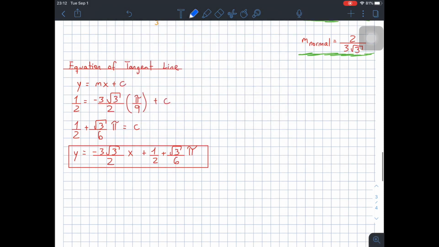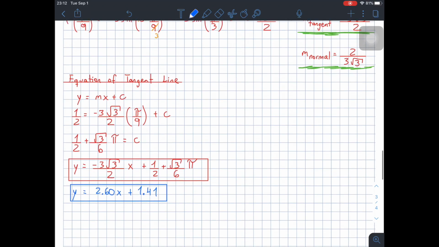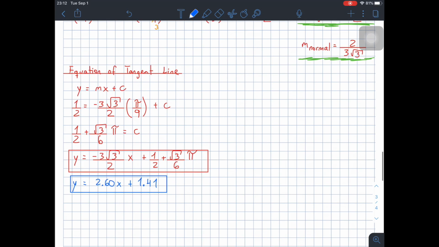And if you want to write this in decimal, if you did this in a calculator, the answer would be 2.60x plus 1.41. If you do this in the calculator, both of these results are equally valid, okay? Okay, so that's the equation of the tangent line. So we're going to do exactly the same thing in order to determine the equation of the normal line.